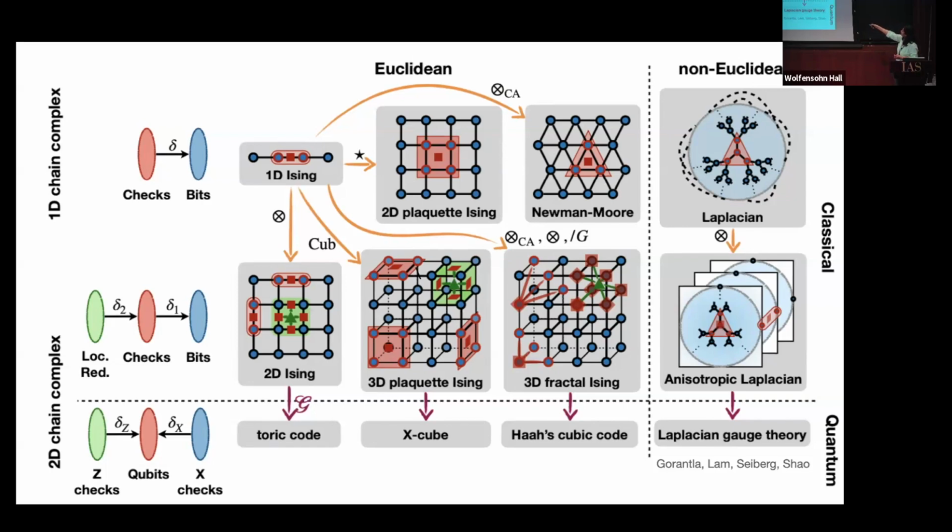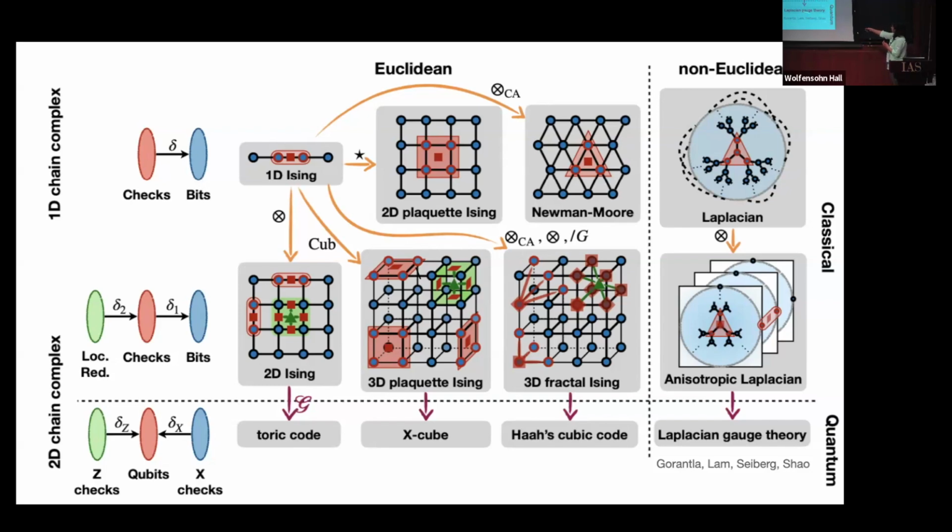And now you have to do some other type of special products, between the cellular automata tensor product and an operation called modding, to get what's called the 3D fractal Ising model. And now if you gauge that, you get Haah's cubic code. And just to illustrate the point, again, this can be done for these non-Euclidean models as well.